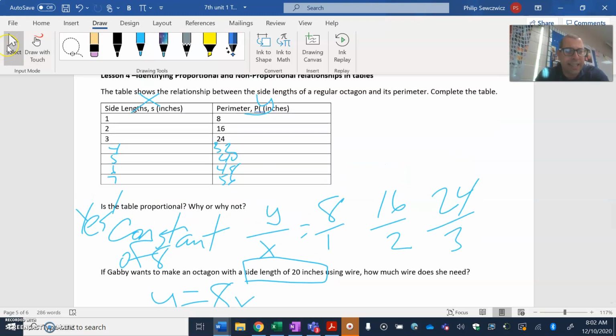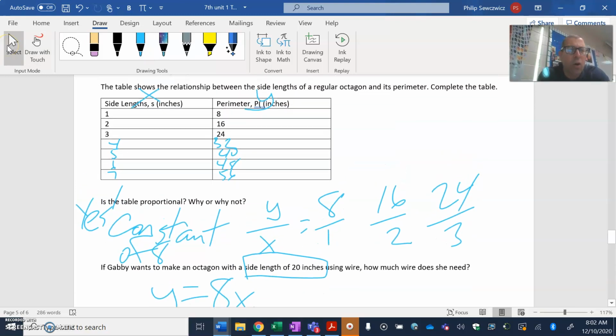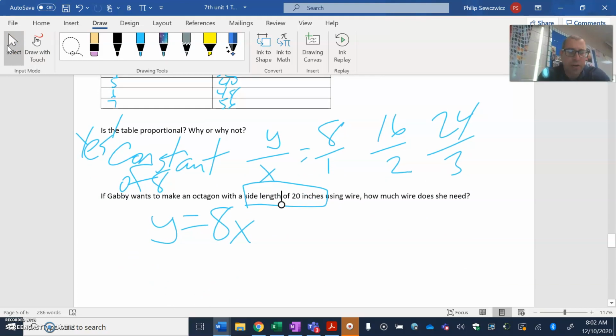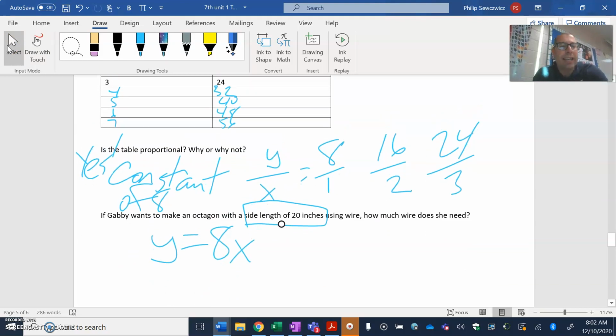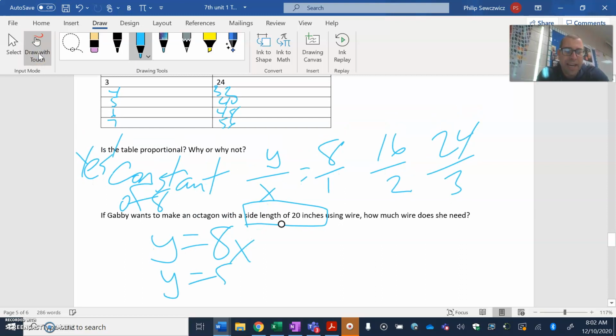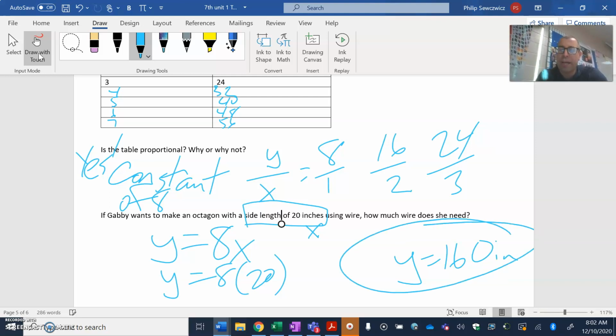So now we can go in there and see, okay, side length of 20 inches. So who's the side length? The side length. And, oh, that's the x that's there. So we come on over here. Y equals 8 times 20. So again, because in the table this was my x, I'm going to plug it in there. So, 160. 160 inches of wire she's after. So again, like we said, not a whole lot of brand new ideas going on there.